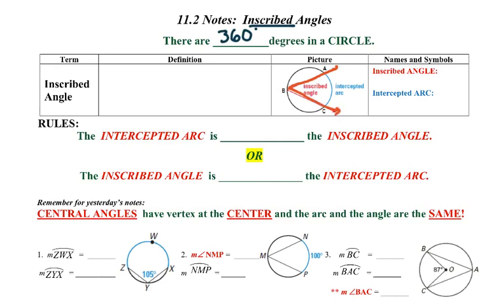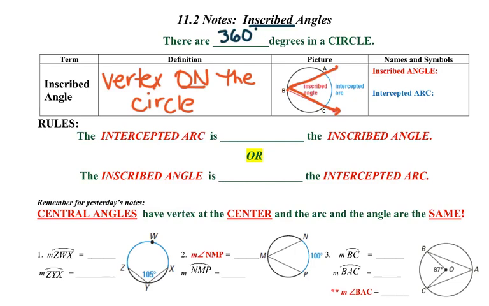So an inscribed angle has the vertex on the circle. The vertex of an inscribed angle is on the circle. So you see the vertex here is B, which is on the circle. That's different than the central angle, which had the vertex at the center. Inscribed, I'll say, is on the inside. And it still has an intercepted arc, right?